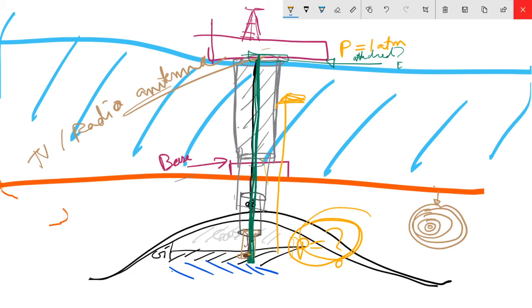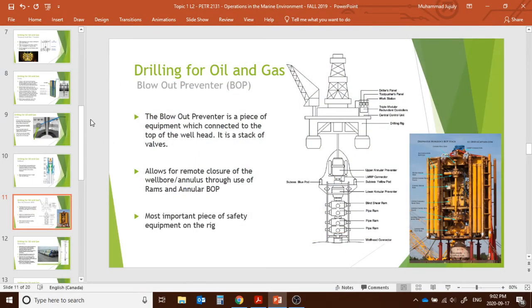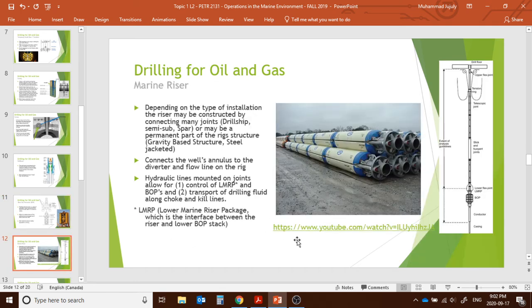So that is the job of the blowout preventer. At the top of the casing you have a stack of valves, and this stack of valves stops the migration of the fluid unless we want to move it in a controlled way. It is a very important piece of equipment connected to the top of the wellhead. It is a stack of valves and a very important safety device. Remember that.